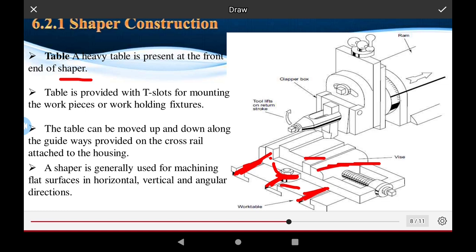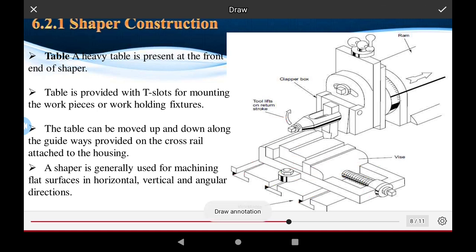The table is provided with a T slot. The table is also provided with a T slot, this is the T form, okay. And the fixture, this is the fixture; the table carries the fixture form. The table can be moved up and down, according to the height of the table and the height of the workpiece, okay. If the workpiece is very small, the table moves in the upper direction. And if the workpiece is very large, the table moves further in the downward direction, okay.